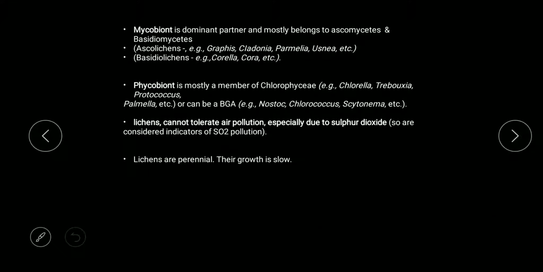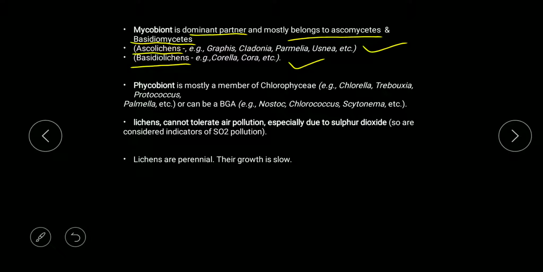Now how? We should understand some more things. Mycobiont is the dominant partner and mostly belongs to Ascomycetes and Basidiomycetes. If the fungus partner is Ascomycetes, then it is Ascolichen, and if Basidiomycetes, then it is Basidiolichen. Examples given are Graphis, Cladonia, Parmelia, Usnea, which are all Ascolichen, whereas Corella and Cora are Basidiolichen.